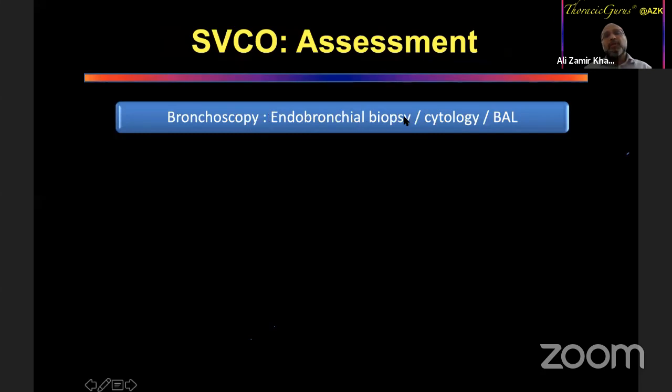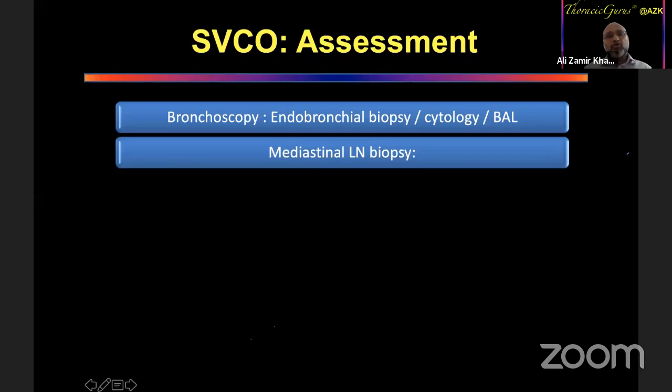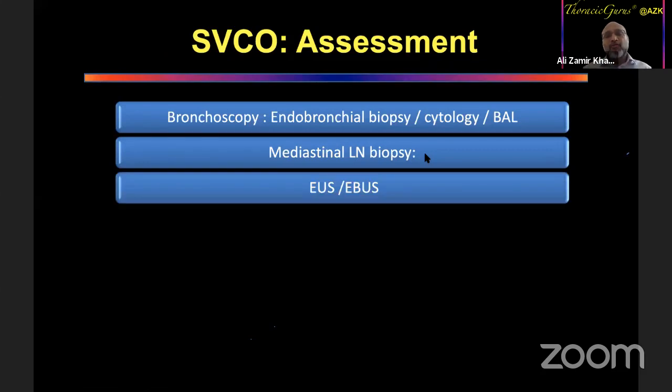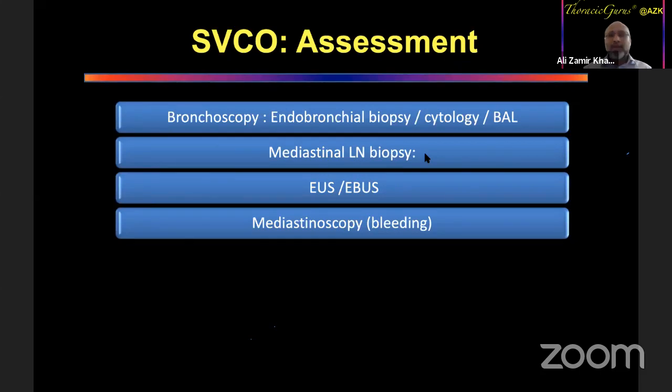So bronchoscopy with endobronchial biopsy, cytology, and BAL is indicated if the patient can tolerate a bronchoscopy, particularly in grade 1 and 2. If there are mediastinal lymph nodes, then you need to biopsy these lymph nodes. You need a diagnosis, but please beware of doing it by mediastinoscopy. It is not a walk in the park to do mediastinoscopy with an SVC obstruction. I promise you this. The best thing is to get EUS or EBUS and biopsy it.